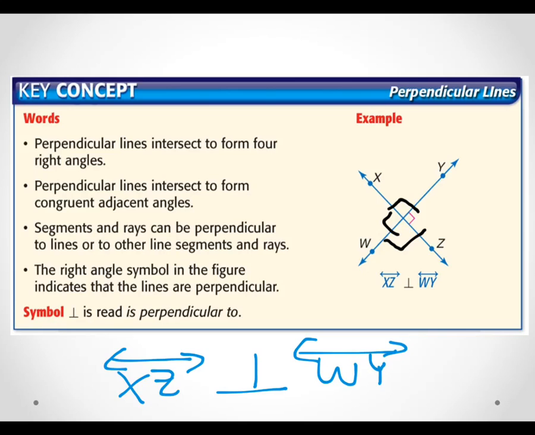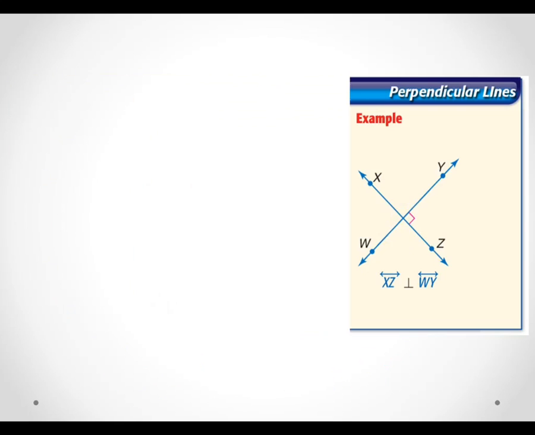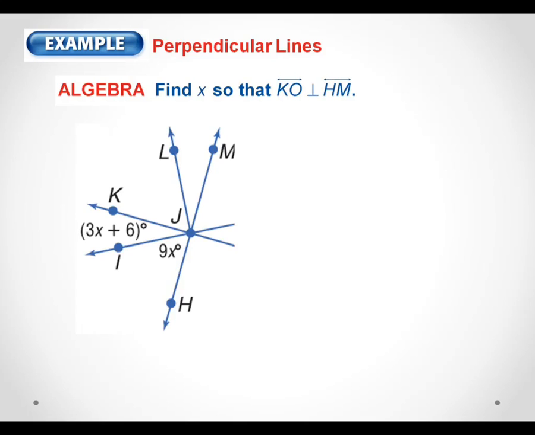If they intersect, it makes 4 right angles. The word perpendicular means intersects to make 4 right angles. The symbol is this kind of upside down T. So when you see that, that's what that stands for. So it's 4 right angles.